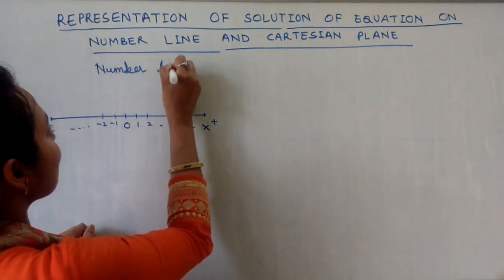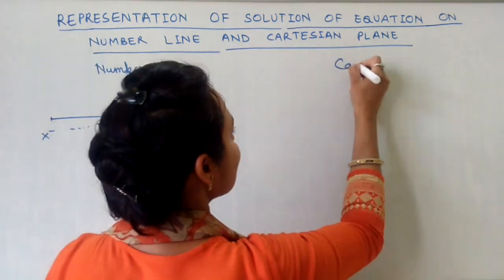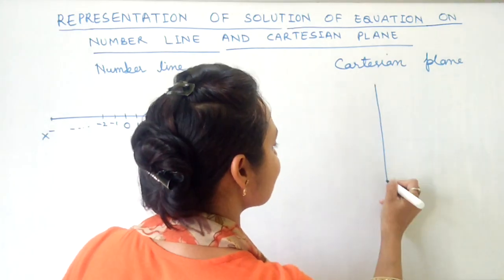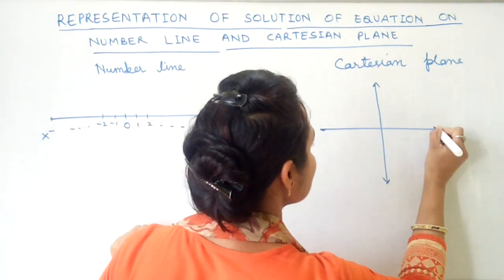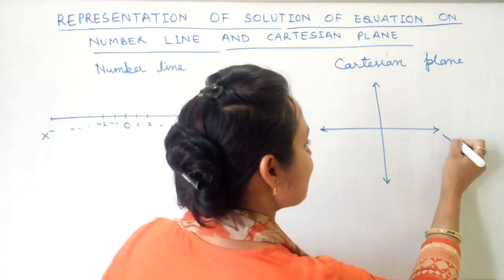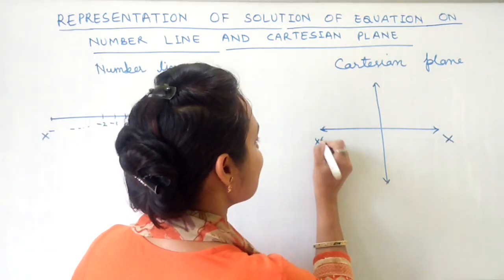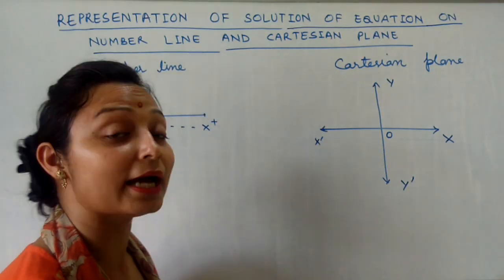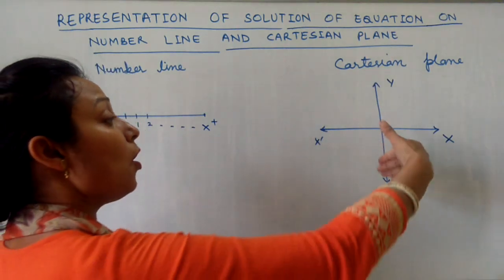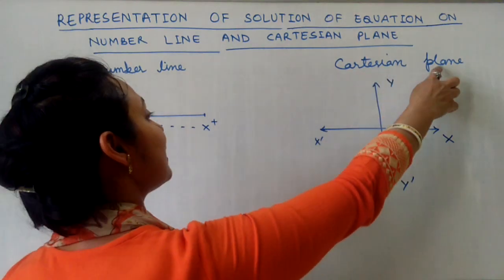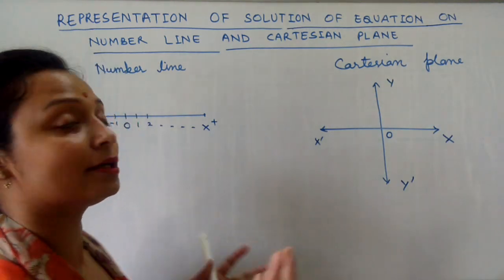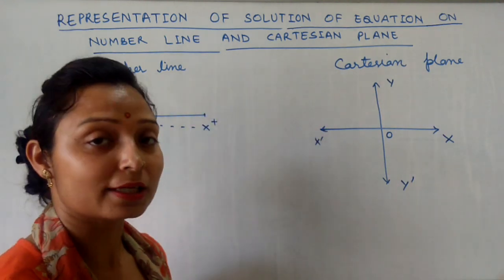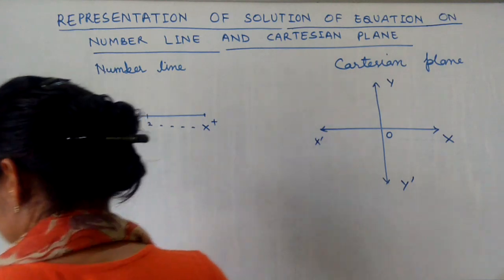Okay, come to the Cartesian plane. What is Cartesian plane? Cartesian plane, that is also very easy. You have already done it in previous lectures. This is x, this is x positive and x negative, y positive and y negative. There is the origin. The intersection point is called the origin. If I plot a point on these axes, on this plane, that is called the Cartesian plane. So today I will teach you how the solution of an equation will be represented on the number line and on the Cartesian plane. Okay, so let's start with the questions.